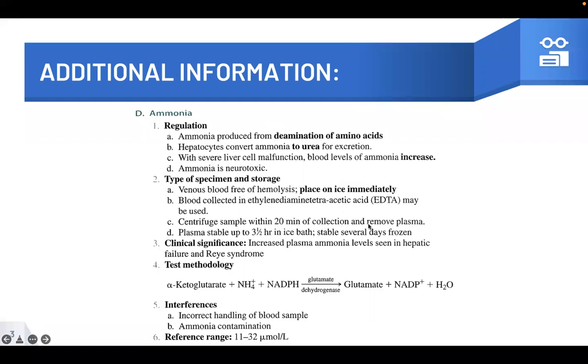So the clinical significance of ammonia is increased plasma ammonia levels may be seen in hepatic failure or Reye syndrome. Again, tandaan po, isa po itong recall on your board exam, as well as in clinical chemistry: increased plasma ammonia levels may be seen in hepatic failure and Reye syndrome. So ito yung test methodology niya. Hayaan ko na po itong i-discuss sa clinical chemistry ninyo. And then yung mga interferences natin that may occur include incorrect handling of the blood sample and ammonia contamination. So usually dapat ang reference range niya is around 11 to 32.